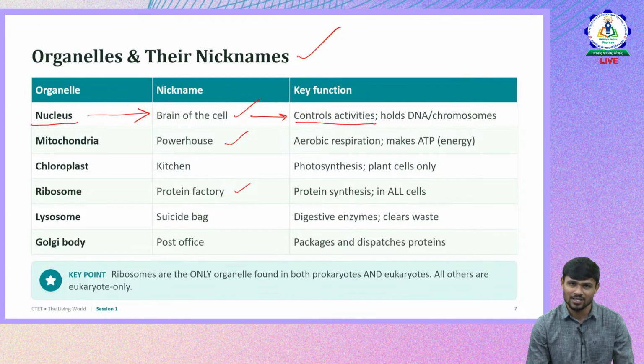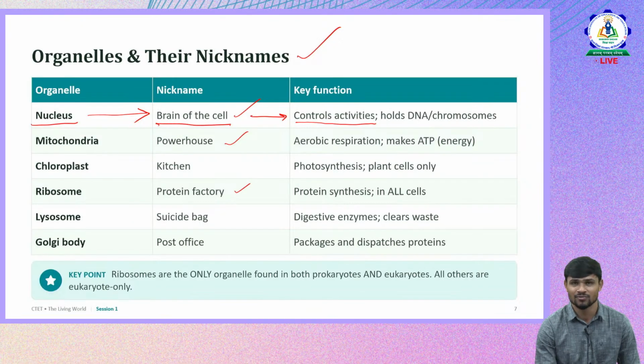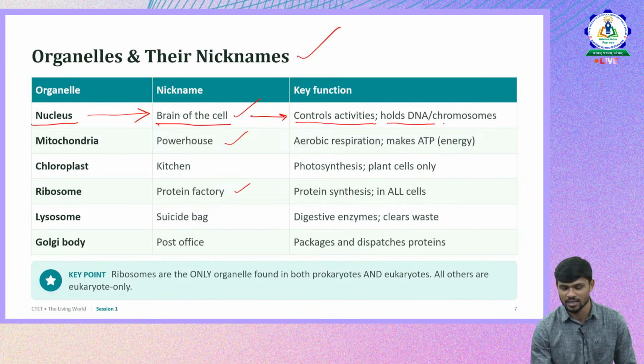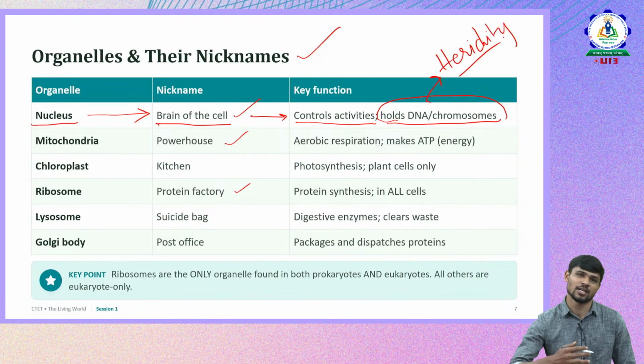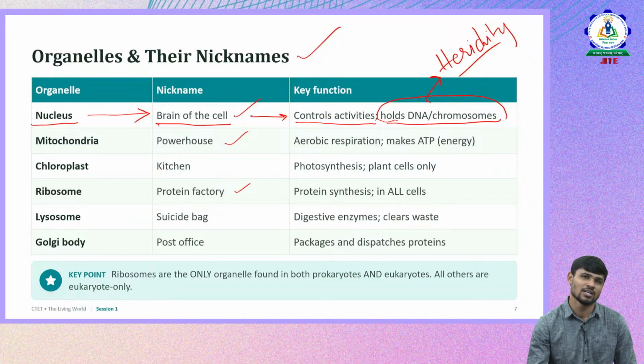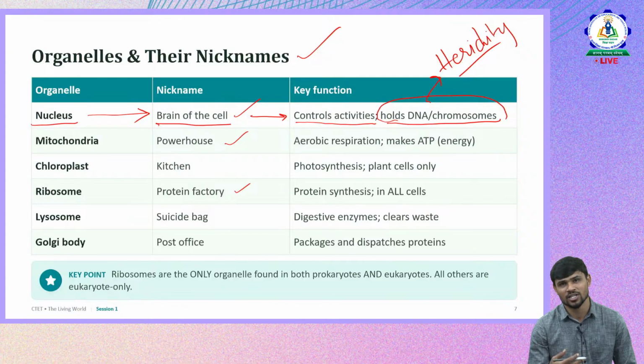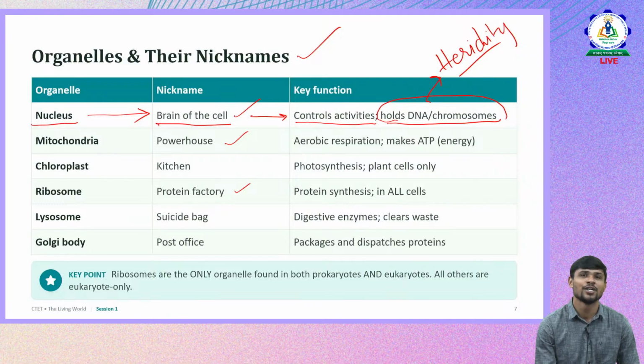The cell activities, whatever activities happen inside the cell, are controlled by the nucleus. That is why it is called the brain of the cell. It holds DNA and chromosomes, which also help in heredity, meaning passing on the traits, the characteristics, from one generation to another generation. What is responsible? DNA and chromosomes. And where are they present? They are present in the nucleus.